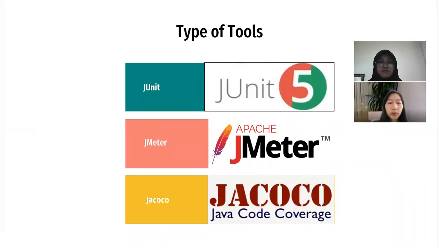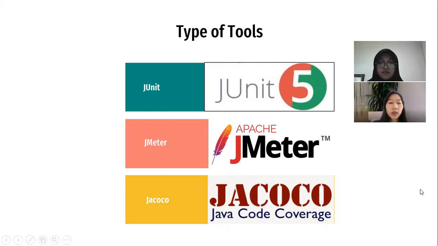These are the types of tools we have used. There are three. The first is JUnit. JUnit is a unit testing framework for the Java programming language. It is important in test-driven development and is one of the family of unit testing frameworks known as XUnit.